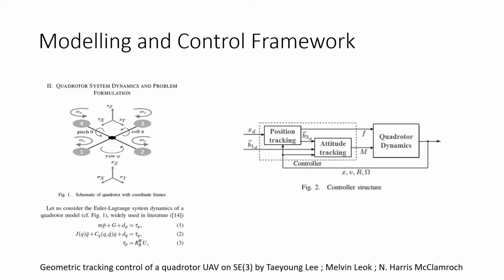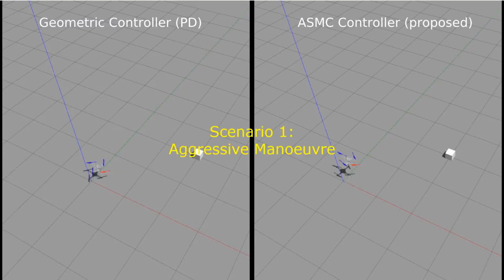The controller is divided into two parts. The outer loop tracks the position and the inner loop tracks the attitude. The experiments are done with two scenarios. First scenario is aggressive maneuver.